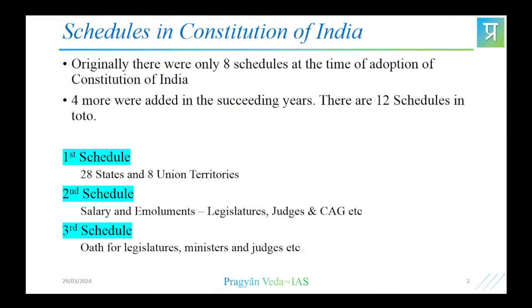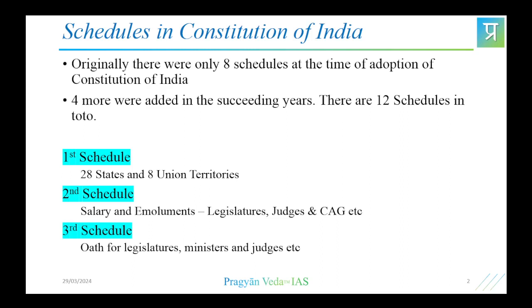So originally there were around 8 schedules at the time of adoption of the Constitution of India, right? We discussed last time, 26 November 1949, we adopted the Constitution of India. So only there were 6 schedules then, but with the passage of time, when amendments happened, when enactments happened, 4 more schedules were added to the list of the schedules. So we will go one by one.